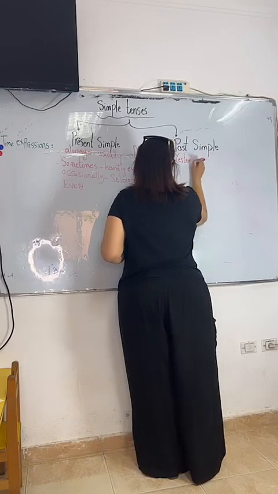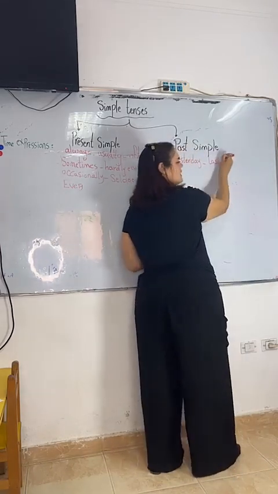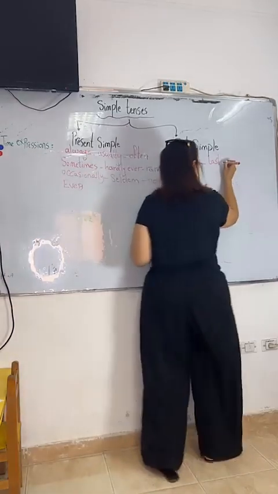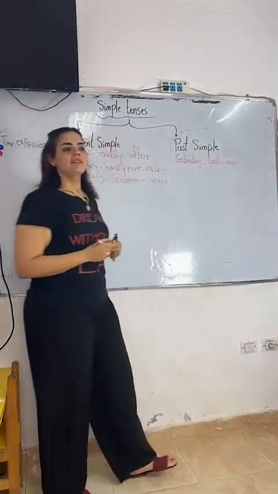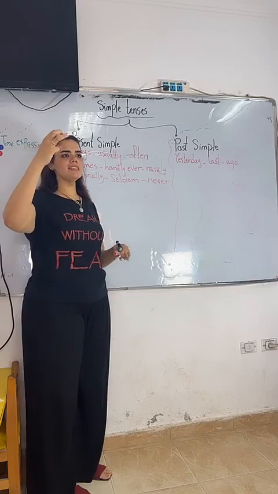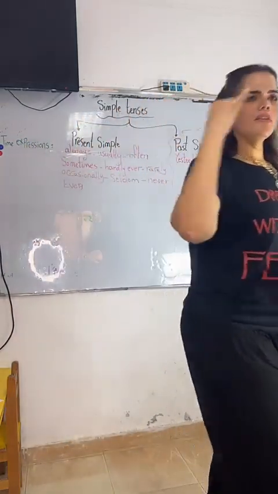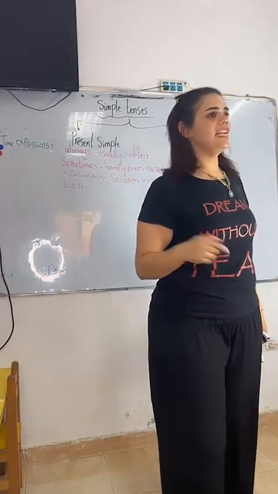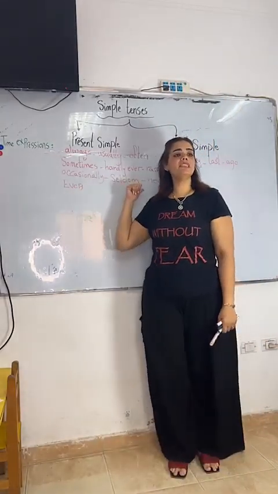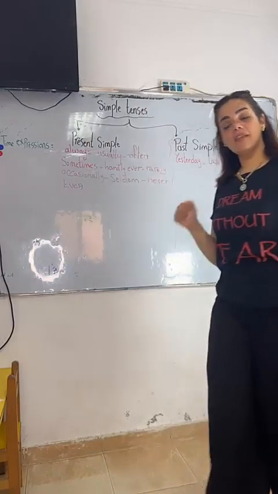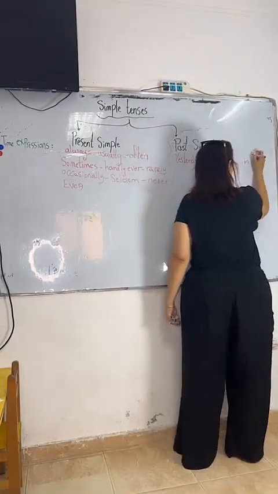Okay, so for the keywords or the time expressions for the past simple tense, I'm going to use yesterday, last, ago, in the past, dates in the past, once upon a time, and this morning. Let's say them again. What are the time expressions for the past simple? Yesterday, last, ago, in the past, dates in the past, once upon a time, and this morning.